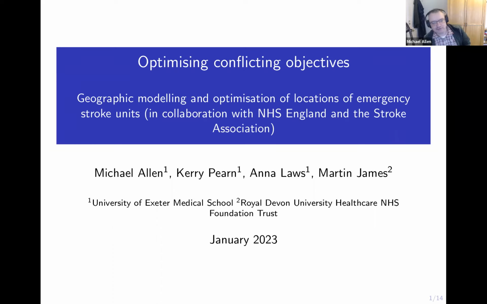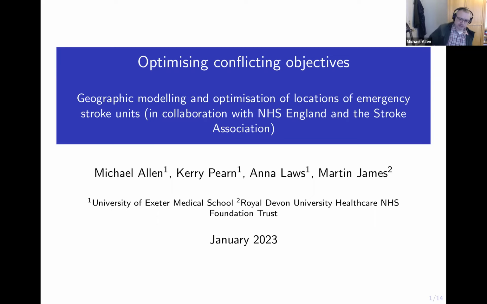So I've titled this "Optimising Conflicting Objectives," because that's often the meat of where we are with a lot of geographic problems that you're trying to solve. And we'll have a look at an example. So we've been working on stroke modelling for quite a while. I should say Kerry actually does most of the hands-on modelling for this.